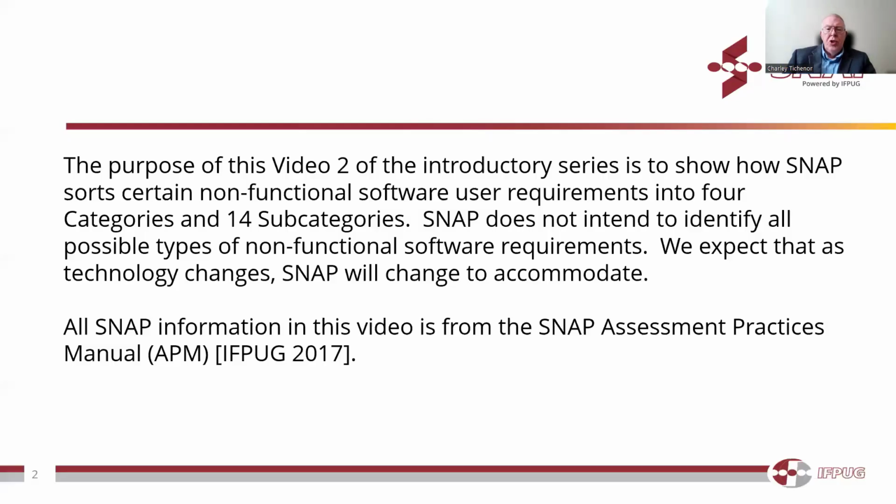The purpose of this video 2 is to show how SNAP sorts certain non-functional software user requirements into 4 categories and 14 subcategories. SNAP does not intend to identify all possible kinds of non-functional software. We do expect also that as technology changes, SNAP will change to accommodate. This is technology both in terms of metrics and in terms of software. And it would change to accommodate in the same way that function points have changed since it was first introduced into the industry in 1979.